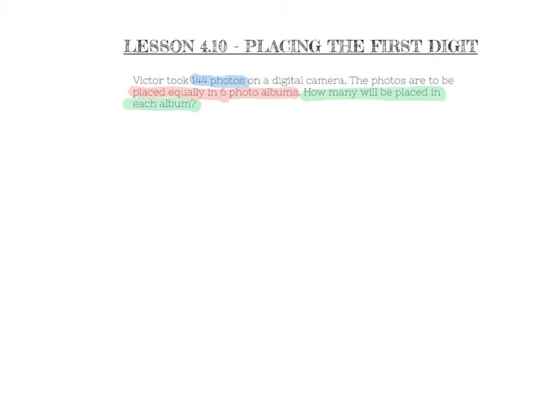If we have a remainder, what do we do with the remainder? Can we have half of a photo? Can we just rip the photo in half and put it in? No, we can't do that. So it would have to be equal. Let's figure out what we need to do.